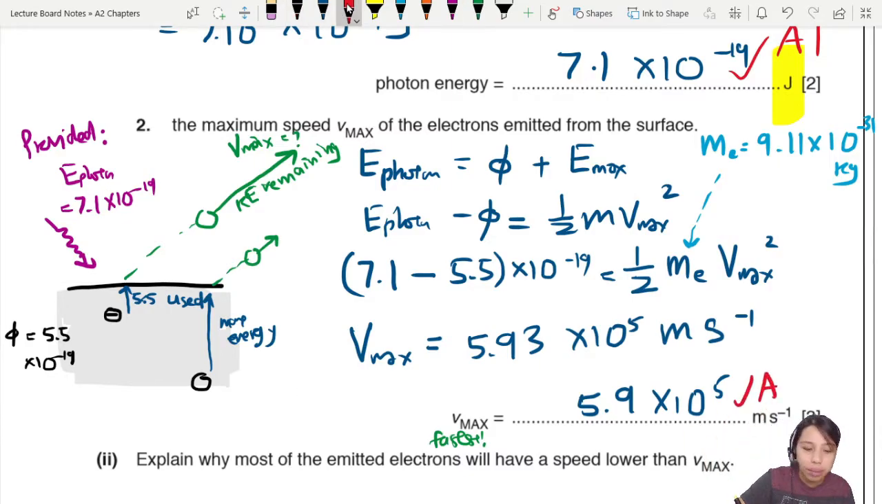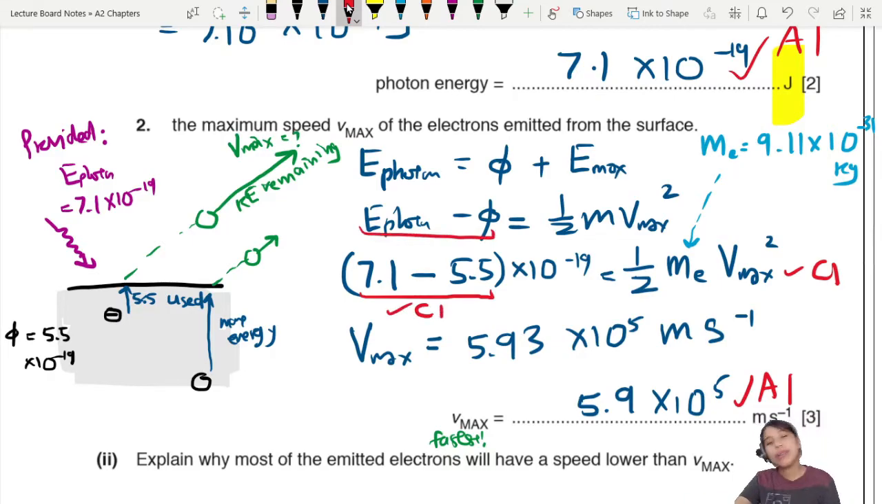Okay, so 3 marks for this one. The final answer is 1 mark. Then 1 mark if you plug everything into the equation. 1 mark if you knew that you need to subtract these two in this kind of form. That's the other mark. Or you write the equation and then subtract, and get the answer. That also works. So 3 marks for this one.